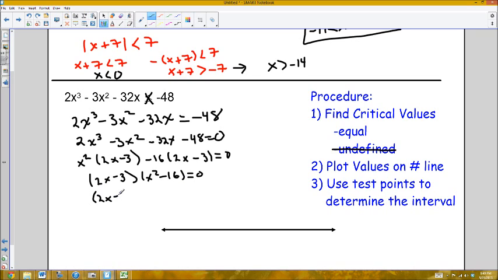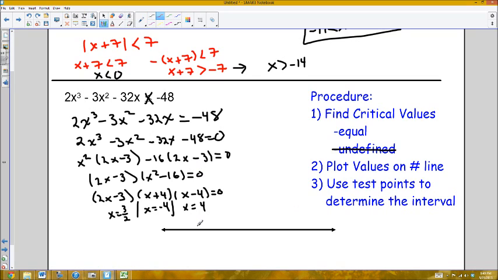And I'm left with x squared minus 16, which can still factor further. So this is 2x minus 3 times x squared minus 16, which is a difference of two squares. So we'll factor it as x plus 4 times x minus 4. The places where all those are equal to zero, using the zero product property, is when 2x minus 3 equals 0, which means that 2x equals 3, or that x is 3 halves. This would be when x is negative 4, and this would be when x is positive 4. So I have three critical values that I'm going to need to plot on my number line.